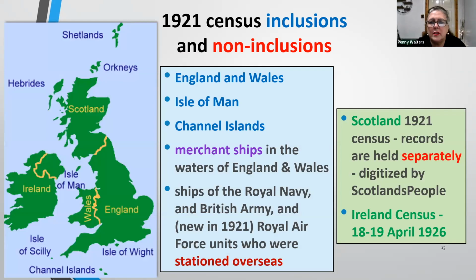So where was included and where wasn't included in the 1921 census? We can look at the map, and we can see in the map England, Wales, the Isle of Man, Channel Islands, merchant ships in the waters, ships of the Royal Navy, and people that were stationed overseas. Scotland did have a census, but these records are held separately. And Ireland didn't have a census, and I'll explain why in a minute. And their 1921 census was delayed until 1926.